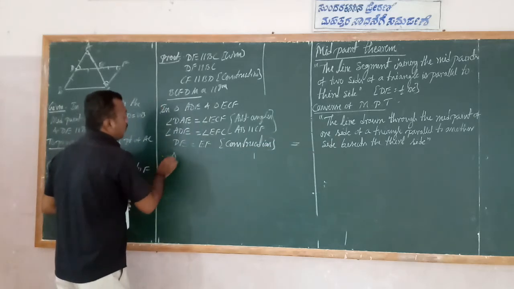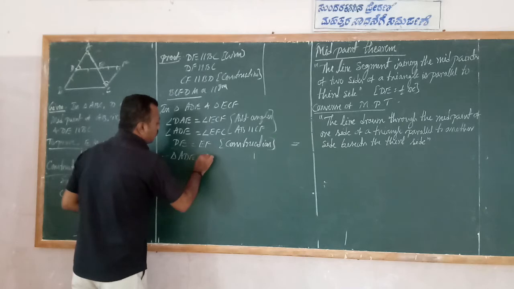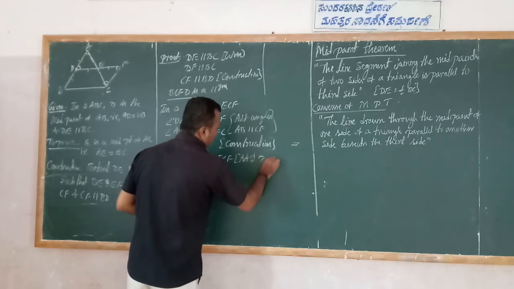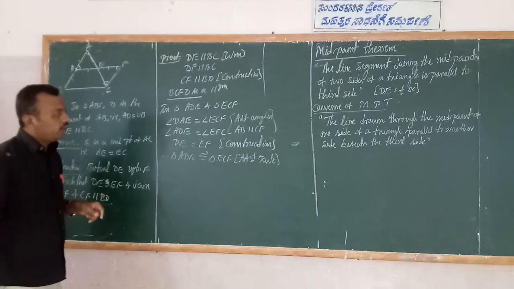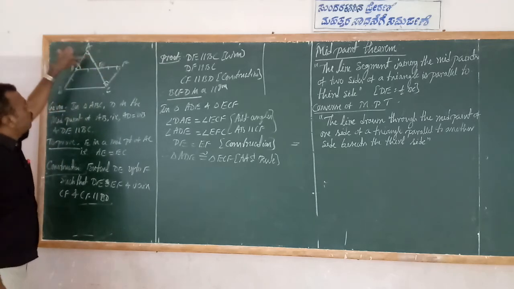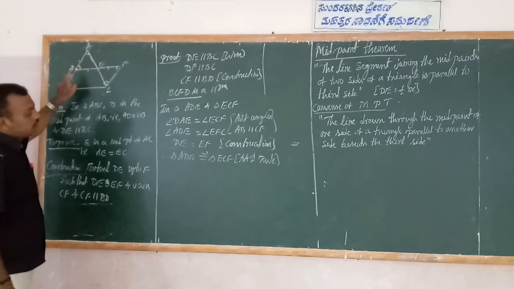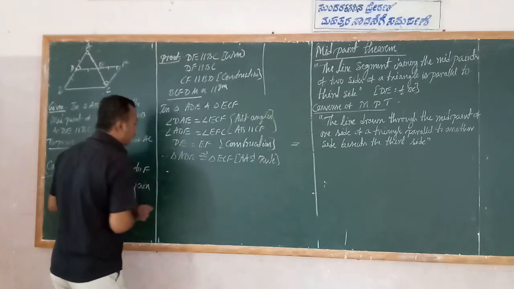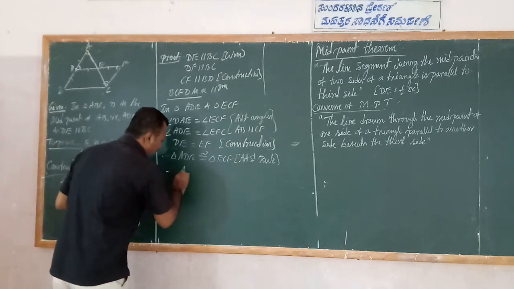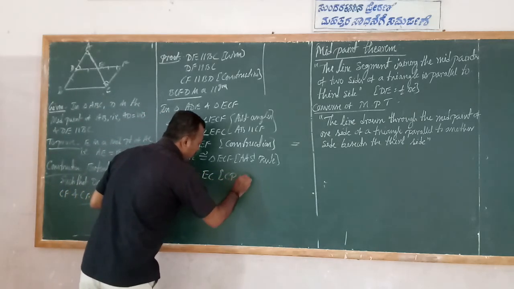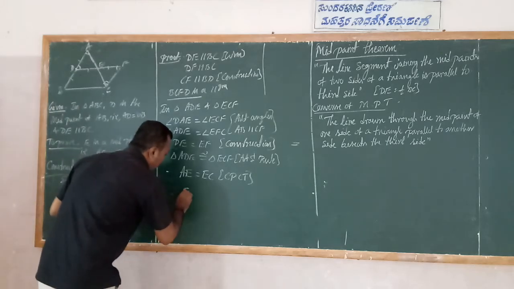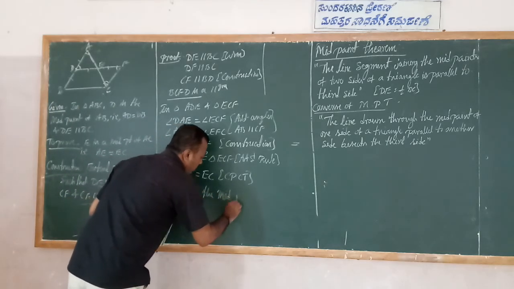So therefore, triangle ADE is congruent to triangle ECF by the AAS criteria, AAS rule. This side is not included within the two angles. That's why we can take it as AAS. If this side were included within the two angles, like AE equal to CF, automatically it would be the ASA rule. But this side is not included within the two angles. That's why AAS. So when the two triangles are congruent, the remaining parts also become equal. Therefore, AE is equal to EC by the condition of CPCT. When AE is equal to EC, I can say E is the midpoint of AC.